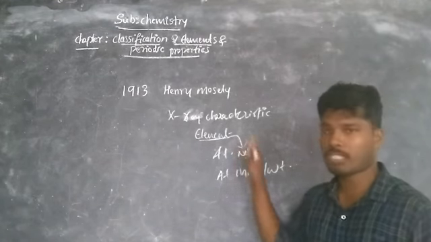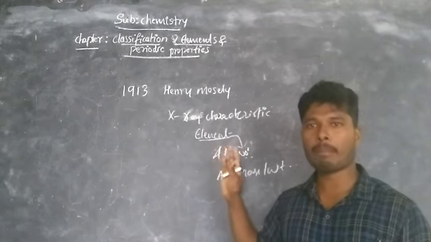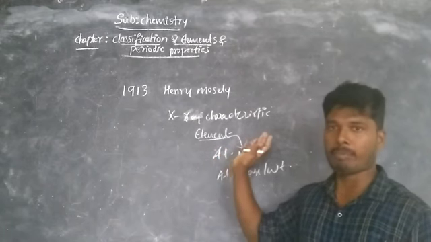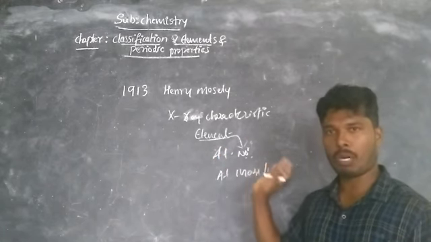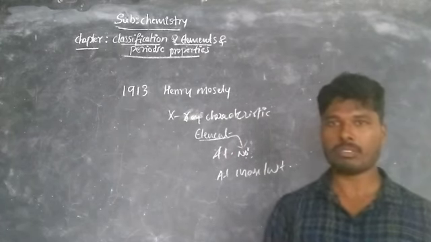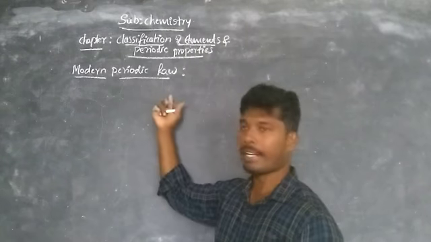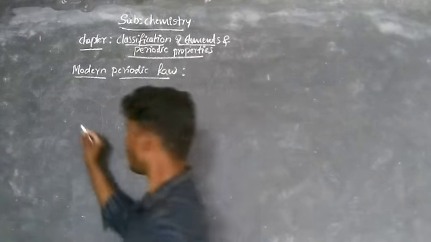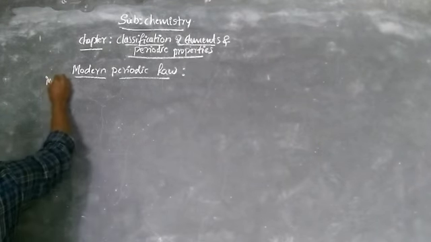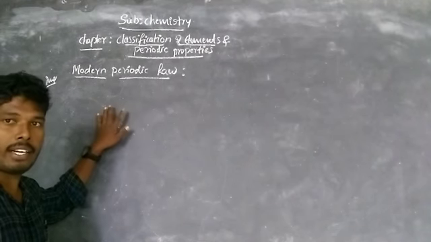Based on this concept, he defined a law that is called the modern periodic law. So here the syllabus begins from the modern periodic law. Now take the first one, modern periodic law. This modern periodic law is proposed by the scientist Henry Moseley.